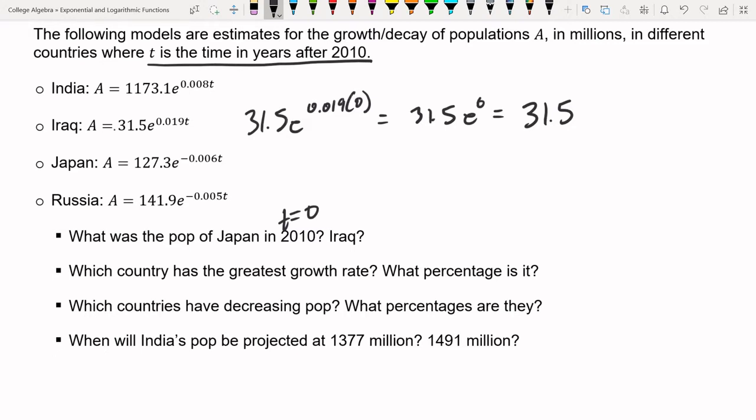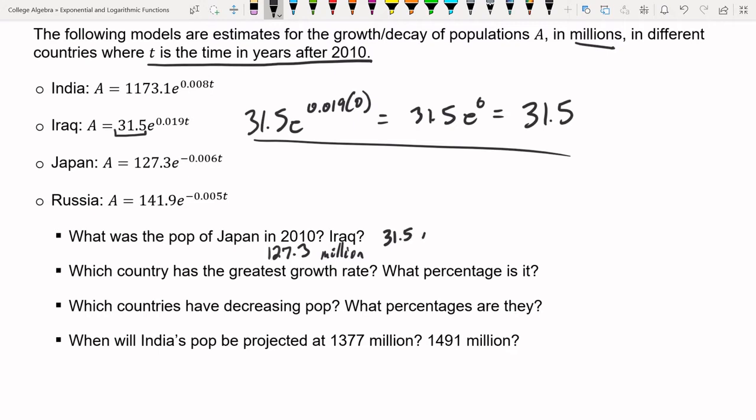And so you actually see that this number is the starting population for every one of these models, because it's the same reasoning. So for Japan, it would be 127.3, and this is in millions, so it's 127.3 million. And for Iraq, it's 31.5 million. Okay, I'm gonna clean that up.